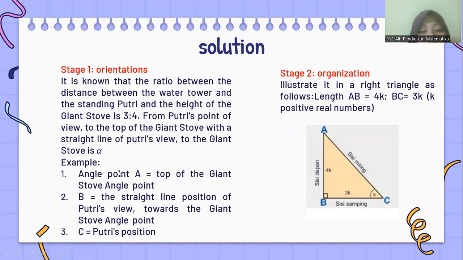Angle points. One, point A is equal to the top of the chain stove. Two, point B is equal to the position on the straight line of Putri's view toward the point. Three, point C is equal to Putri's position. Next, step 2, organization.